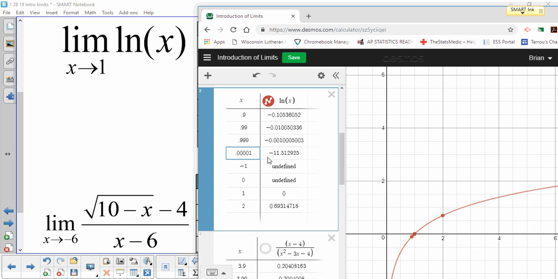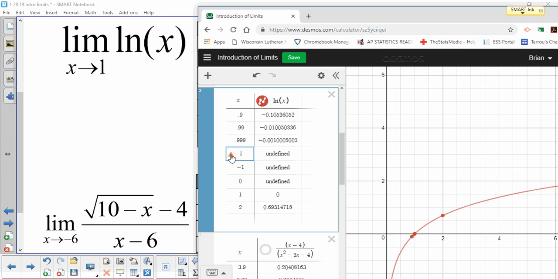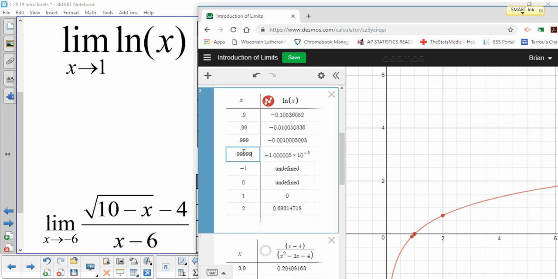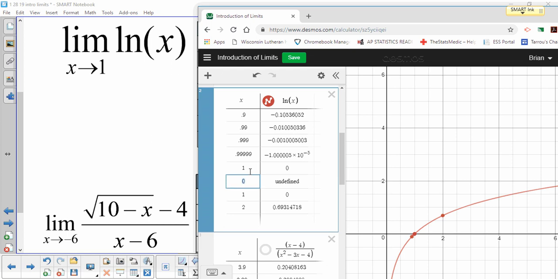It appears to be, oops, wrong value, 0.9999. Yeah, it's getting really, really small, and it appears to be going to 0, because there's a 0 there. The limit of the natural log at 1 is 0. And if you actually plugged in 1 there, it is actually 0. That makes sense that it is approaching that, because it's continuous there.